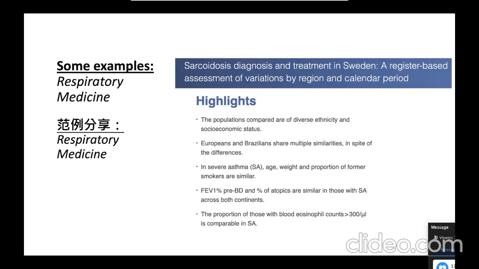The H index of authors will increase. The impact factor of our journals is going to increase. Here's another example, this time from Respiratory Medicine.